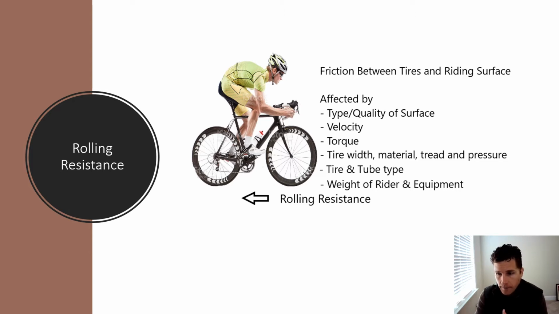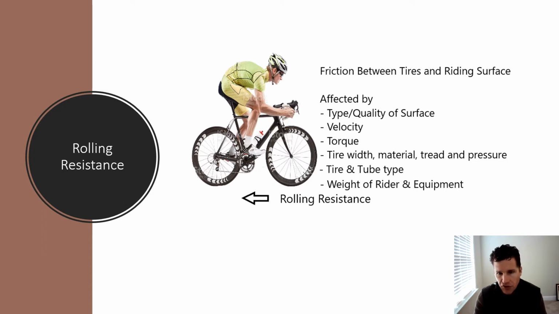Everybody knows that if you're not getting good traction, your tire is more likely to slip in a smaller gear. It's also going to be affected by your tire width, the material, the tread of the tire, and the pressure. A lot of that comes down to how much rubber surface is meeting the surface of the road or the dirt or whatever you're riding on. So that's going to be affected by a lot of things.